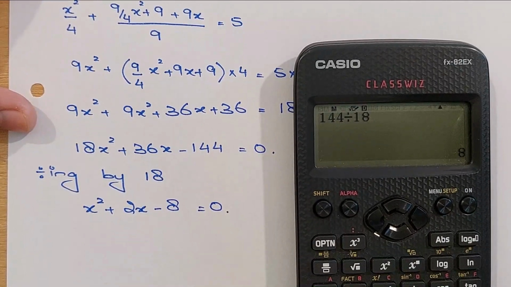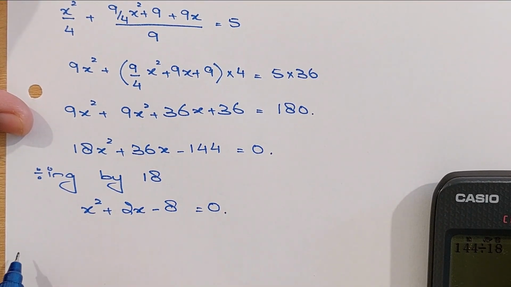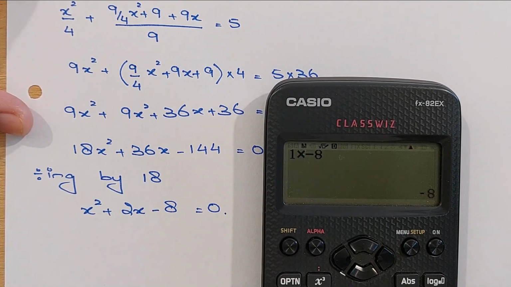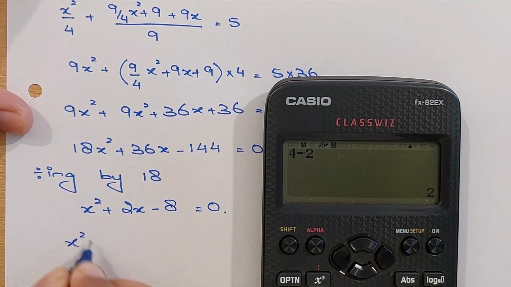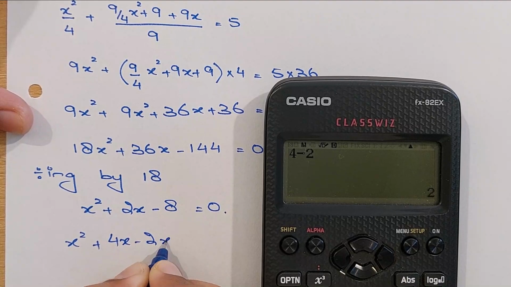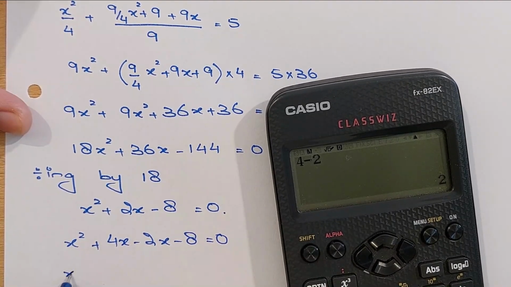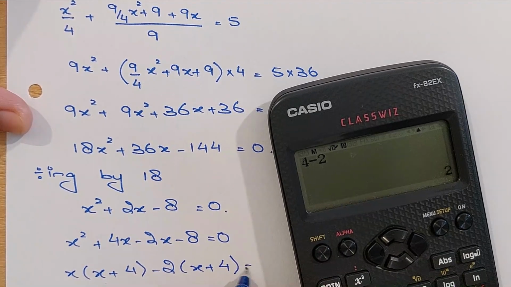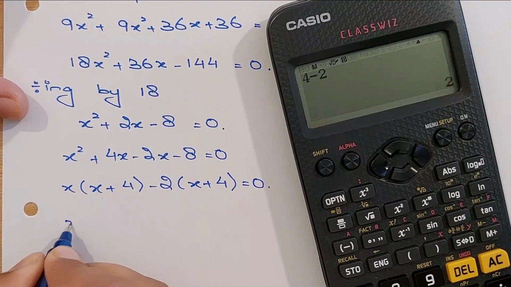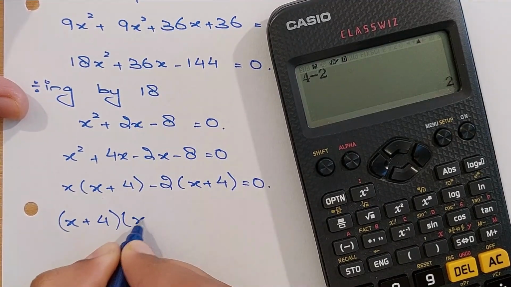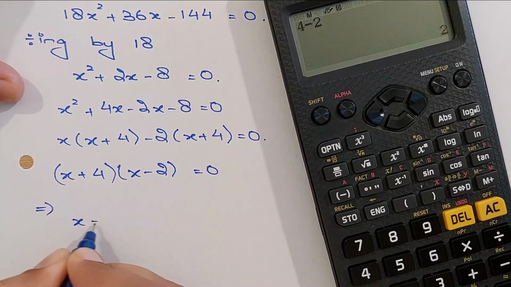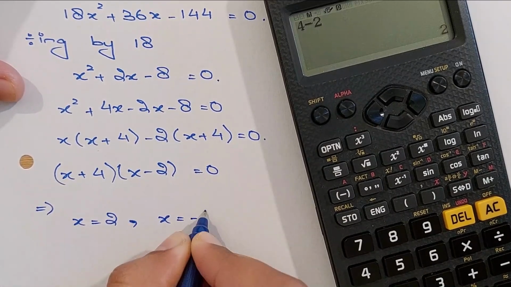Now we can easily factorize it. So 8, 4 times 2 is 8, yes. 1 times minus 8 is minus 8, and 4 times minus 2, and 4 minus 2 is 2. Plus 4x minus 2x minus 8 equals to 0. Taking x common, we have x plus 4. Taking negative 2 common, x plus 4 equals to 0. So the two factors are x plus 4 and x minus 2 equals to 0. And from here we have the two values for x. x equals 2 or x equals negative 4.